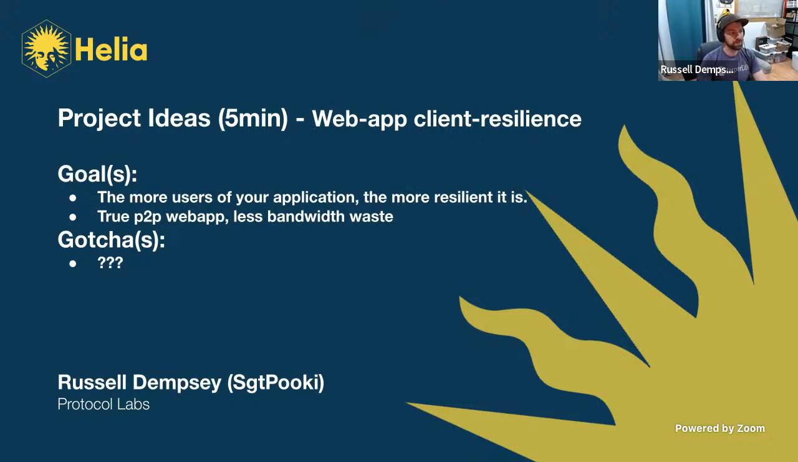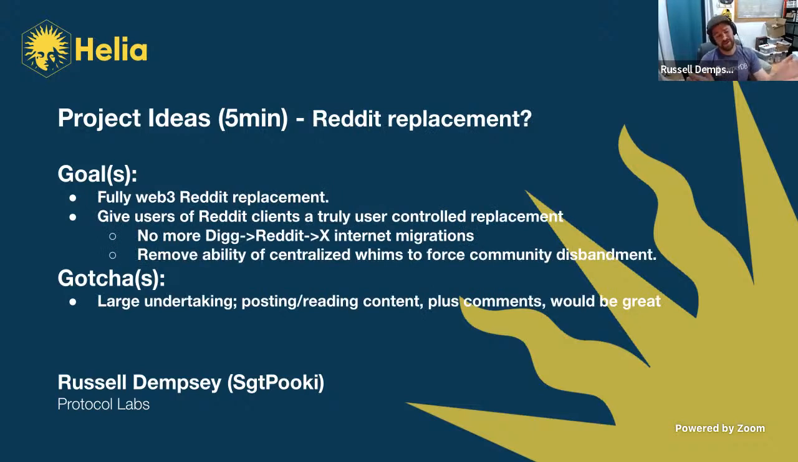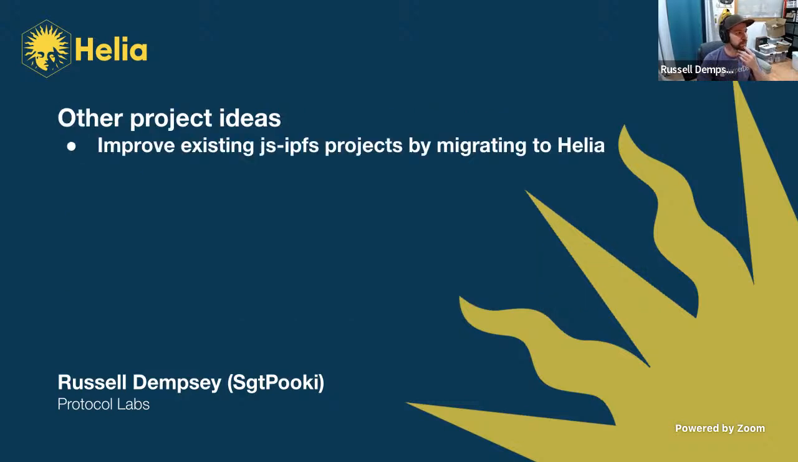Reduce your bandwidth waste, and increase your resiliency the more users you have of your app. And if you're paying attention to Reddit at all, there are issues with Reddit. So doing a Reddit replacement using Helia, or any IPFS implementation, could be really cool. That's a big undertaking, but doing parts of Reddit using Helia could be really cool. I would love to see a Reddit replacement or social network on IPFS. I would love to see that.